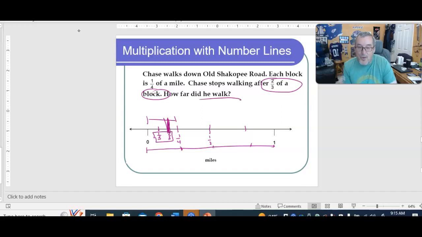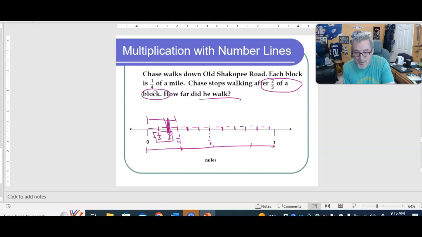Now, how far did he walk? He walked 2/3 of a block. But how far did he walk in terms of miles? Can you imagine continuing to cut up these blocks into thirds? So there's another, and there's another. So there would be 1/3, 2/3, 3/3, 4/3, 5/3, 6/3, 7/3, 8/3, 9/3, 10/3, 11/3, 12/3 in terms of blocks. But we want this in terms of miles.